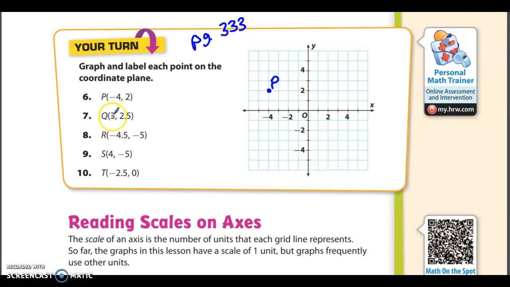And Q is at 3, 2.5. 3 is to the right and 2.5 is up 2.5. 2.5 would be exactly in between 2 and 3. So that's where Q goes. And R is at -4.5, that's -4.5, and then down 5. It's going to be right here. That's a really poor point.